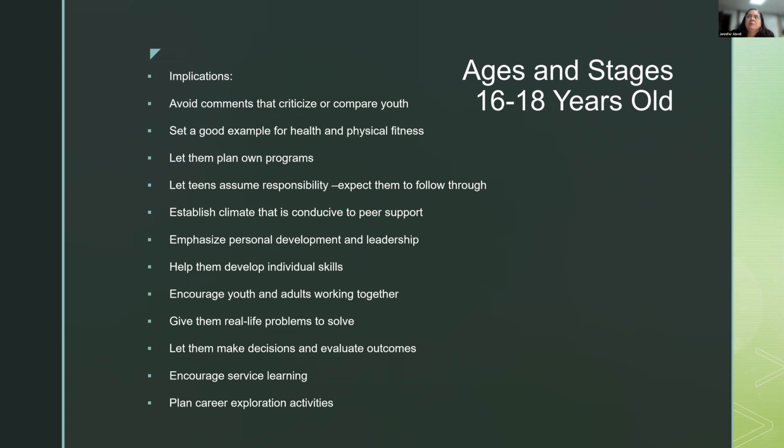Real life problems to solve. So real things that they may be concerned about and can offer some real solutions to. And this, for instance, is where I'm really trying to get civic engagement off the ground and get kids involved in some of these things.